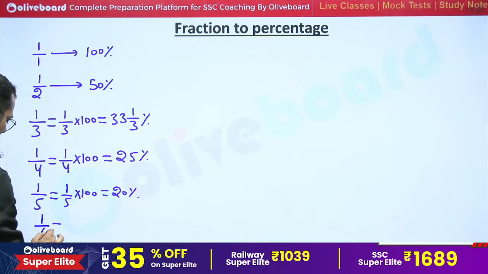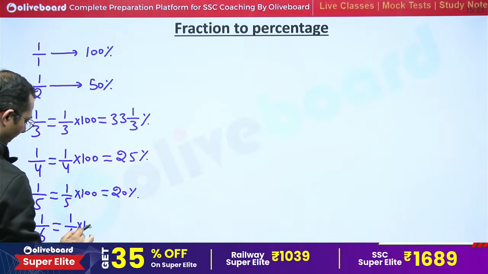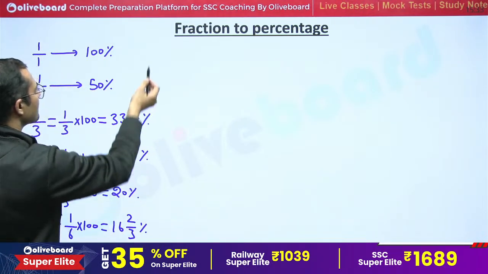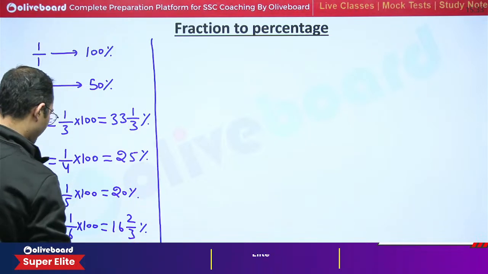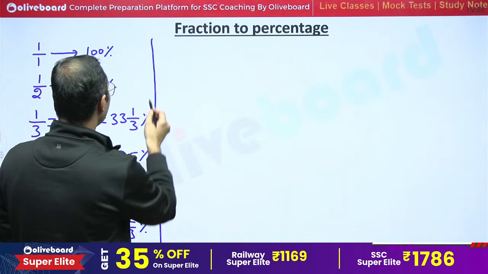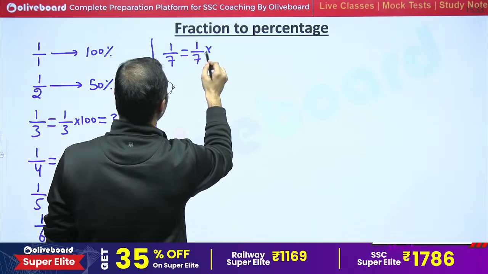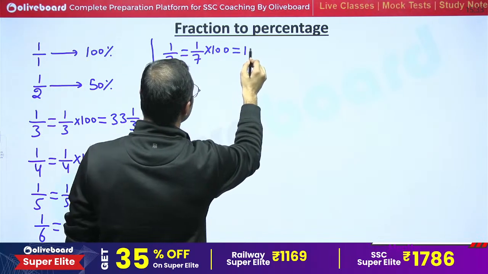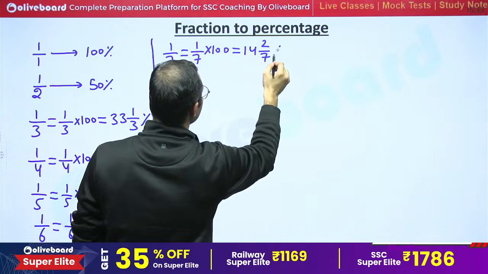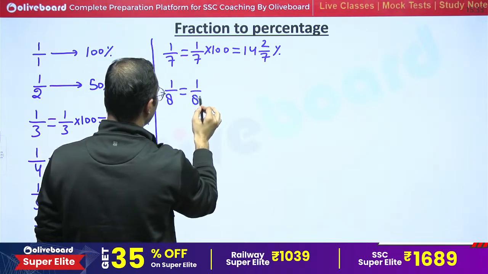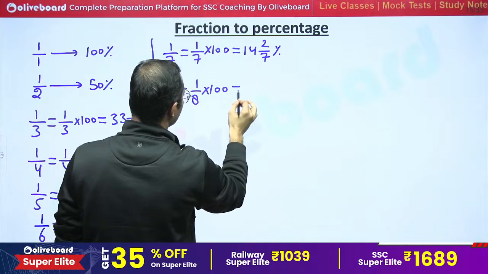1 upon 6 means 1 upon 6 into 100. So 16 whole 2 upon 3%. I think this is very much clear to you all. Okay. See, 1 upon 7. So we can write it 1 upon 7 into 100. So simply it is what? 14 whole 2 upon 7%. Simple. 1 upon 8. So 1 upon 8 into 100. So it is equal to what?